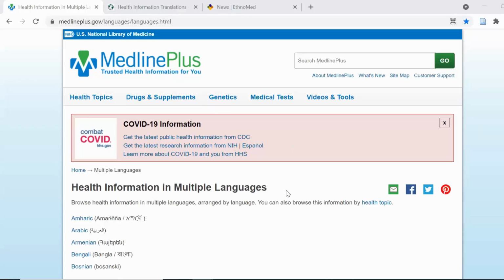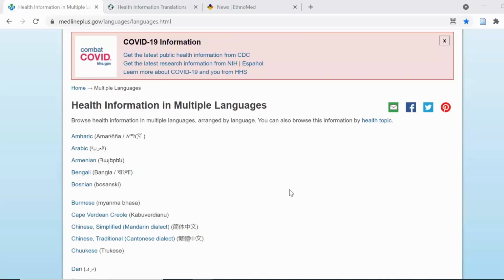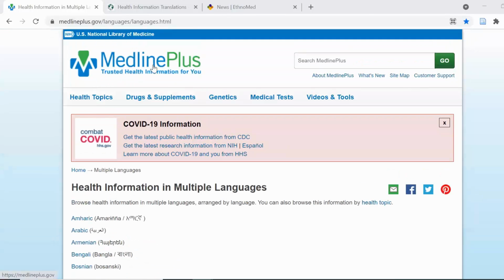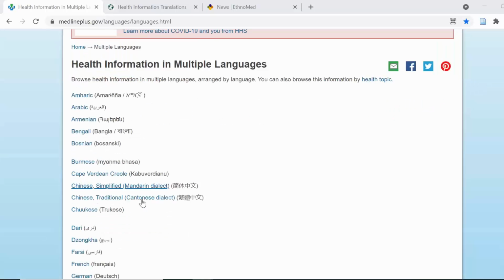But for our purposes here, since we're talking about language and being able to interact with patients across different languages, what they have here on MedlinePlus, even though predominantly the information is provided in English, is a number of information handouts and other types of materials that you can readily give to your patient or use as you interact with your patient in different languages.